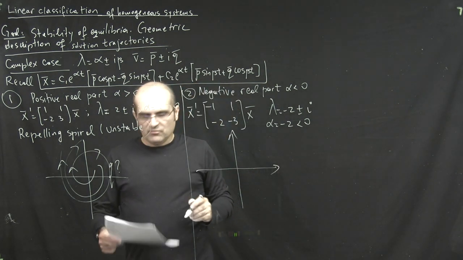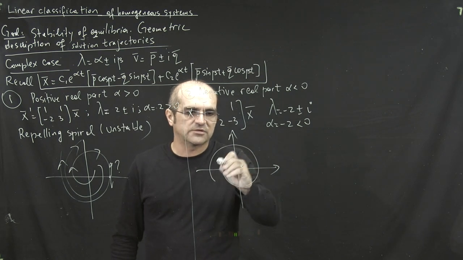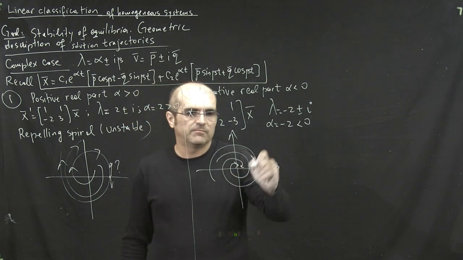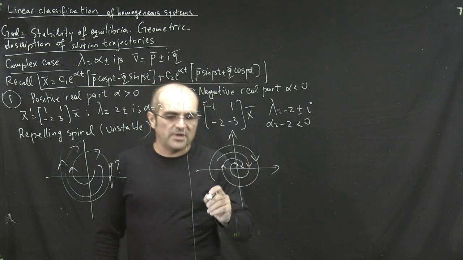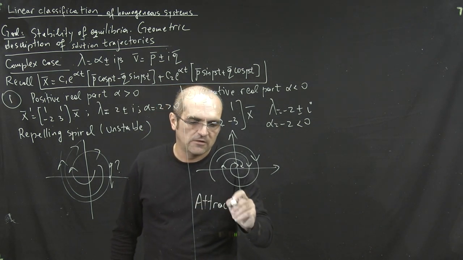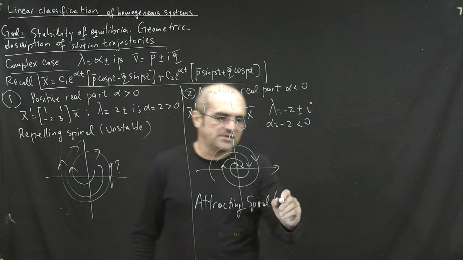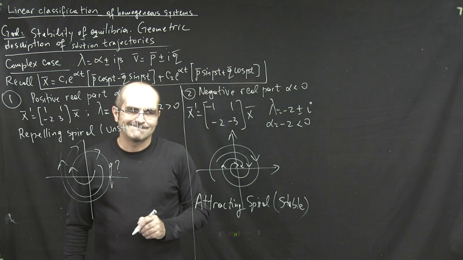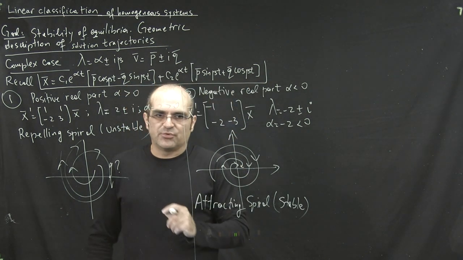The solution moves towards 0 if you start at any point in a spiraling motion, right? Like that. So this will be what we're going to call an attracting spiral. And of course 0, 0 will be a stable point. Attracting spiral. Oh, another thing I'm going to show you actually with the computer.